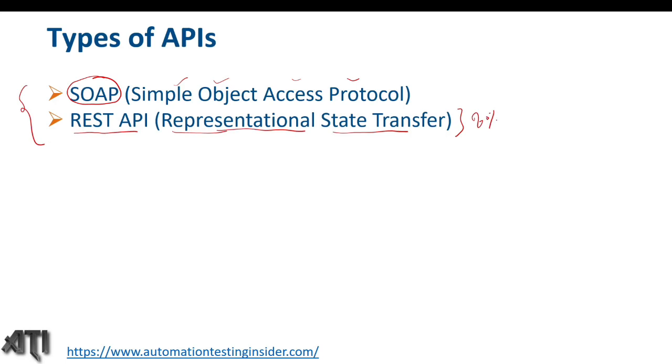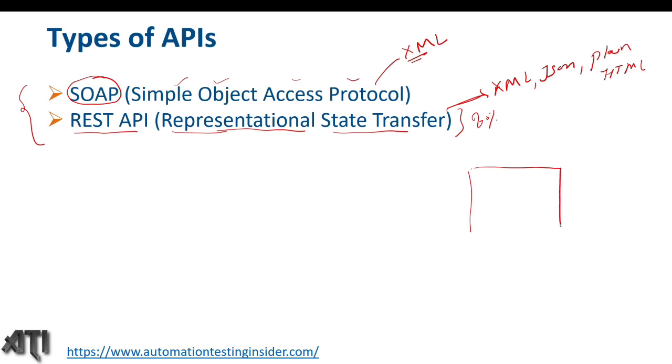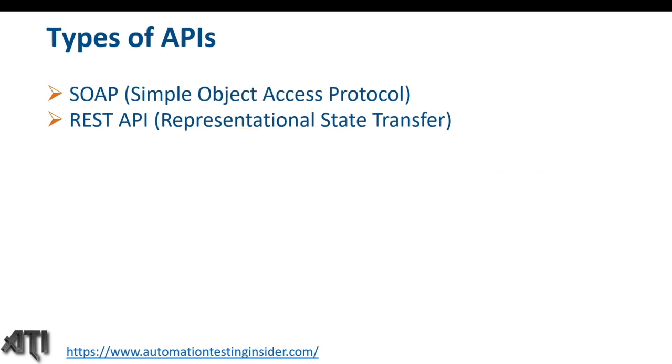The API logic is written based on SOAP or REST APIs. In SOAP, we transfer the data in the form of XML only, and in REST we have different formats: XML, JSON, plain text, or HTML. So there are different ways we can transfer our data using REST API. This is another difference. We'll talk about them in detail in a separate video, probably the next video, and I'll give some examples as well. Using Postman I'll also show you the practical way how we can initiate SOAP and REST APIs.